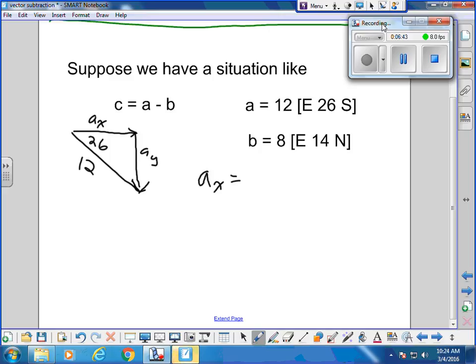AX is equal to, now A is adjacent to the angle, so it's going to be the cosine. If you want to go back and say cosine equals adjacent over hypotenuse, be my guest. I'm not going to do that. AX is the adjacent one, so it's cosine. So it's going to be 12 cos 26, right?